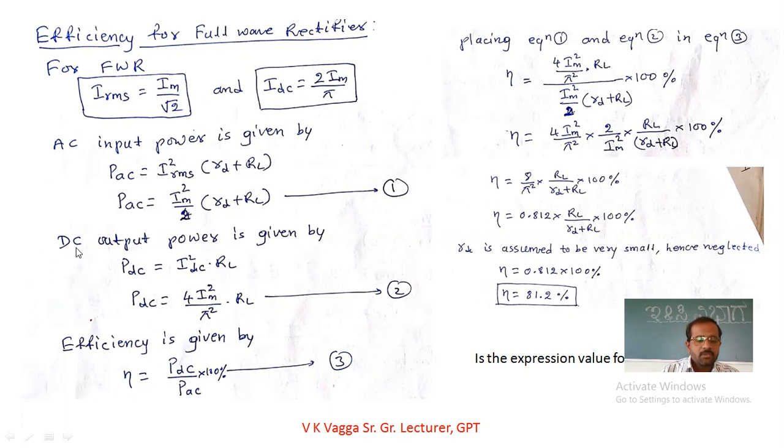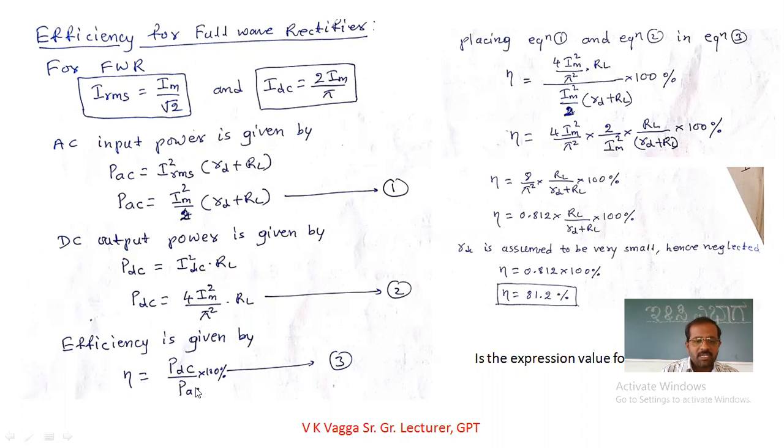In the same way, the DC output power is given by PDC equal to IDC square into RL. I place the value of IDC, which is equal to 2 IM divided by pi. If it is squared, IDC square is equal to 4 IM square divided by pi square into RL. So I'm going to place the value of PAC and the value of PDC in the efficiency equation.